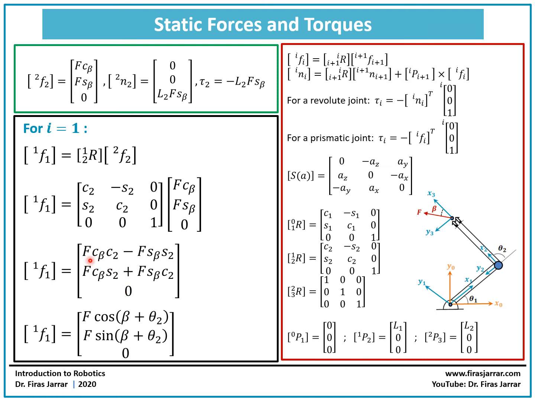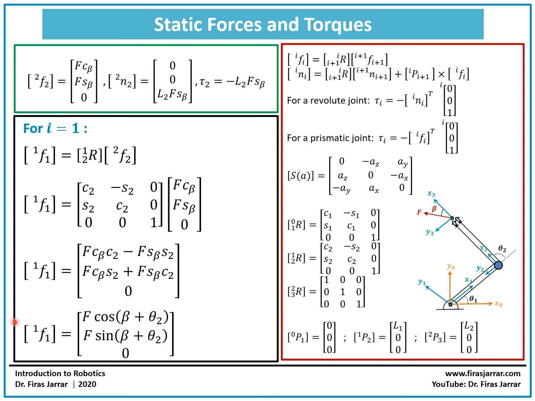So there is a trigonometric identity that tells us that cosine beta cosine theta 2 minus sine beta sine theta 2 is going to be equal to the cosine of the summation of these two angles, beta and theta 2. And we have a similar trigonometric identity where we have cosine sine, sine cosine, and it's going to be sine of beta plus theta 2.